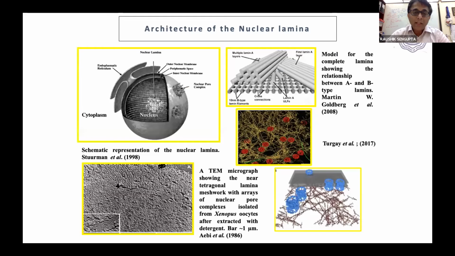We all know about the architecture of the nuclear lamina, which started with this brilliant finding from Uli Aebi's lab, where the transmission electron micrograph of the Xenopus oocyte showed this wonderful network of mainly orthogonal arrangement, which was modified and corrected by Goldberg in 2008, where it was shown that it's actually a combination of both the orthogonal filaments overlaid by multiple parallel fibers of lamin A.